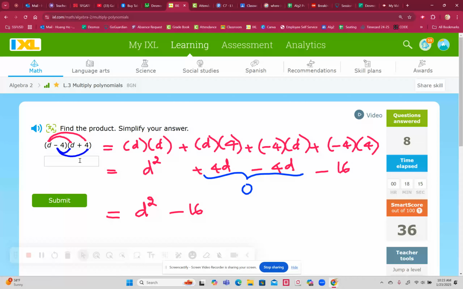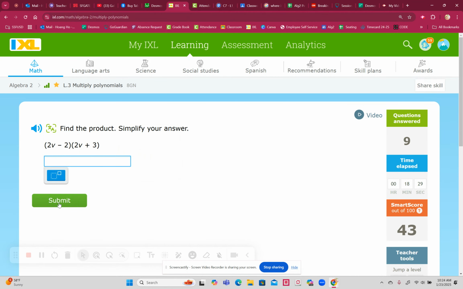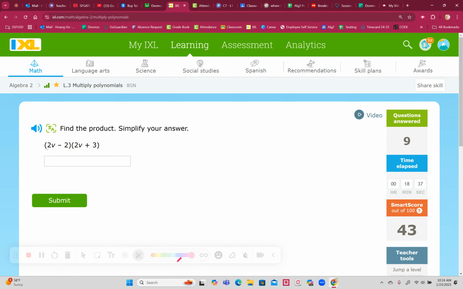So I put in d squared and then move the cursor down, subtract 16, submit, voila. Okay, let's do one more, same thing over here. So I would multiply 2v times 2v, alright? And then 2v times 3. So when you're done with that, you move on to the negative 2.